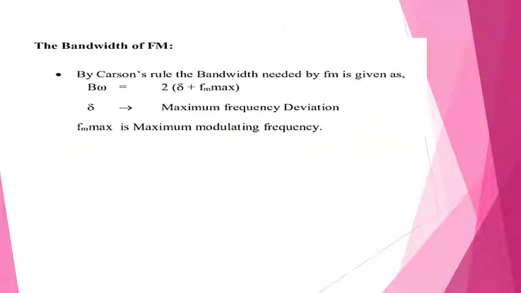Then the bandwidth of FM. By Carson's rule, the bandwidth of the FM will be denoted as BW is equal to 2 into (delta plus fm max). Here delta denotes the maximum frequency deviation and fm max is the maximum modulating frequency.